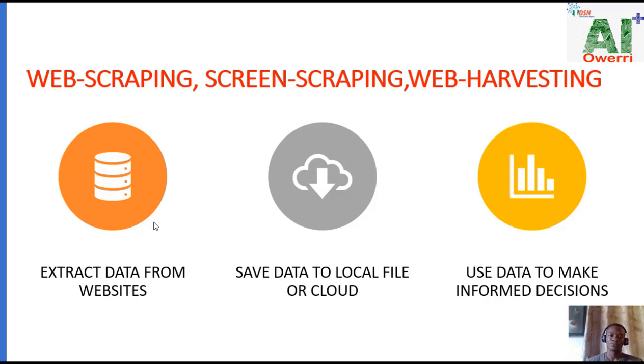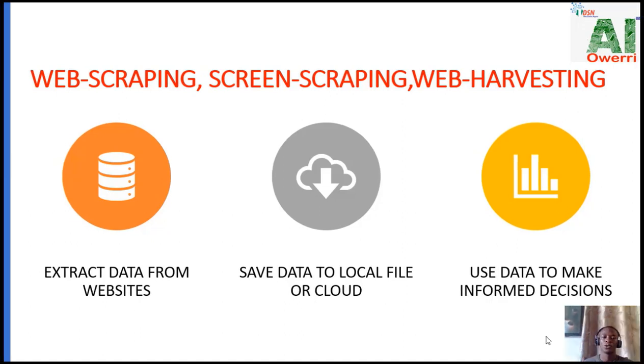So now, what is web scraping? You can call it web scraping, you can call it screen scraping, you can call it web harvesting. Web scraping is simply a technique employed to extract data or information from web pages. Once you've extracted this data from web pages, you can save it either as a local file on your laptop, or you can save it to the cloud, so maybe to your Azure or to your AWS platform.